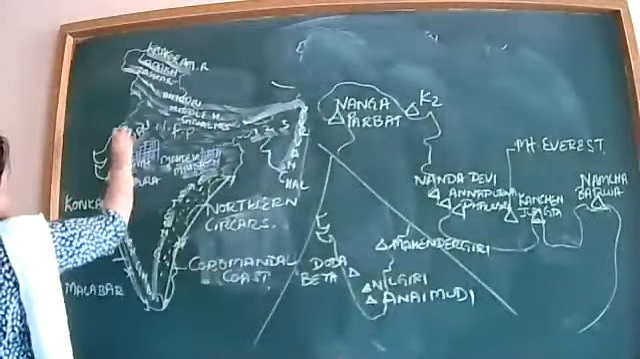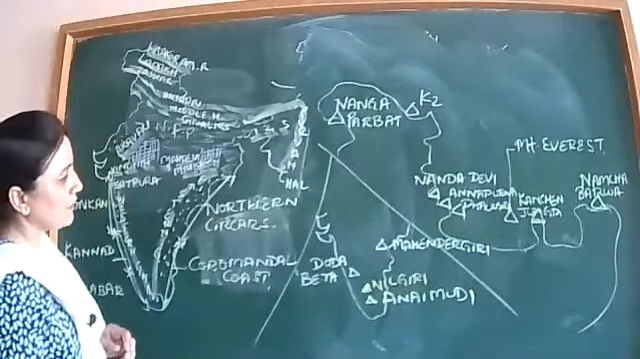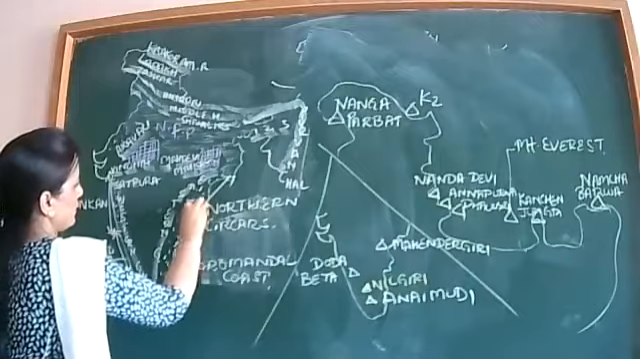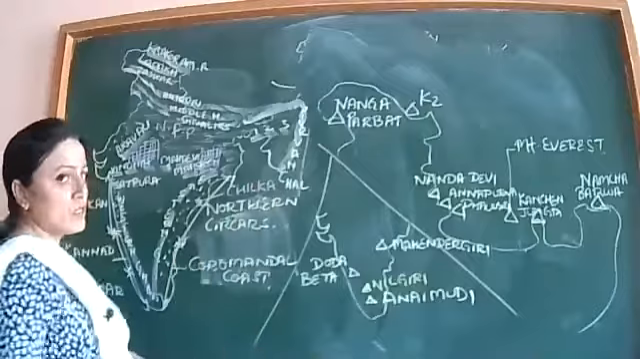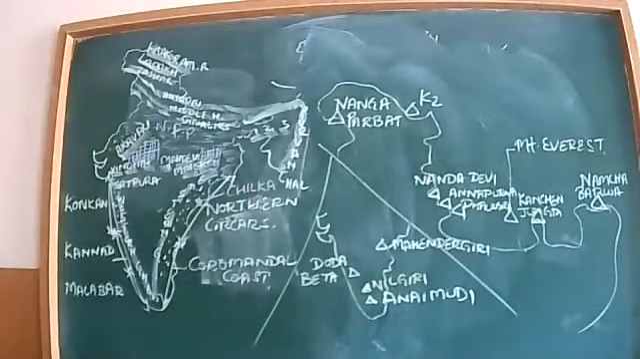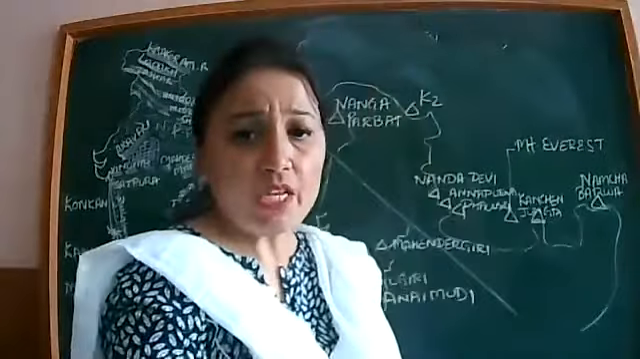Here we have the Thar Desert. The largest saltwater lake is Chilka. It is in Odisha, approximately here. The largest saltwater lake, Chilka, is in Odisha. Yes, but if you have any doubt, kindly ask, if something is not clear.